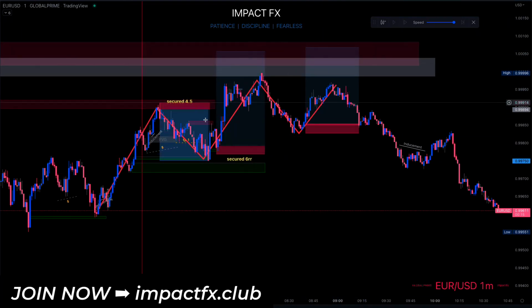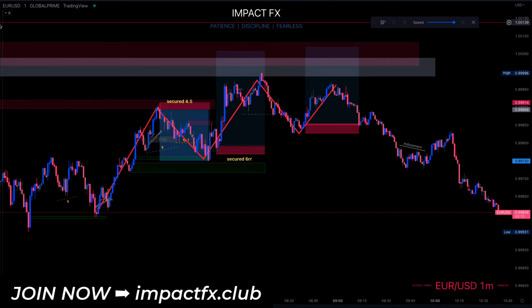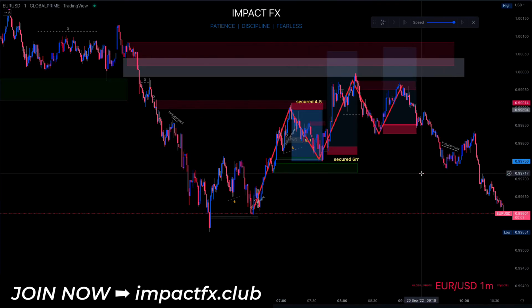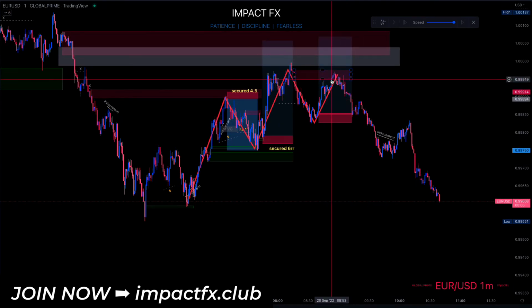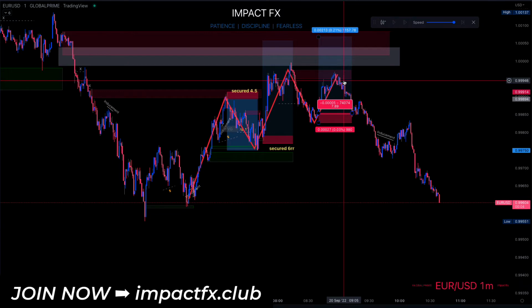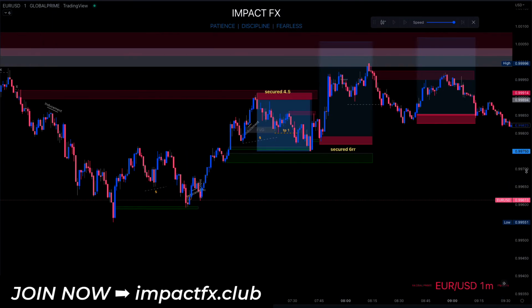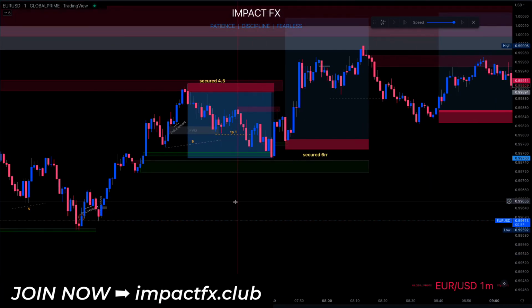But what ended up taking place is we had another 15-minute OFC, and we had an unmitigated flip zone right here with a fair value gap. I did not get into this sell. I was not at my computer at this time, unfortunately, and price has now just absolutely tanked. But we can understand how to get into these buys and sells with the mitigation cycle.